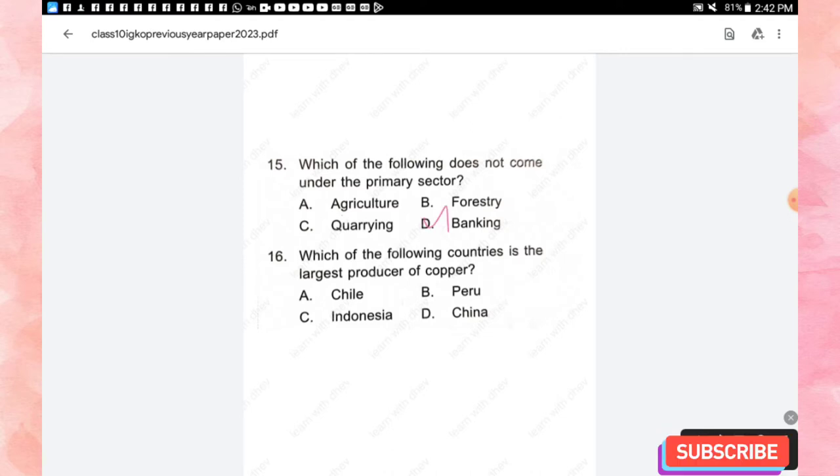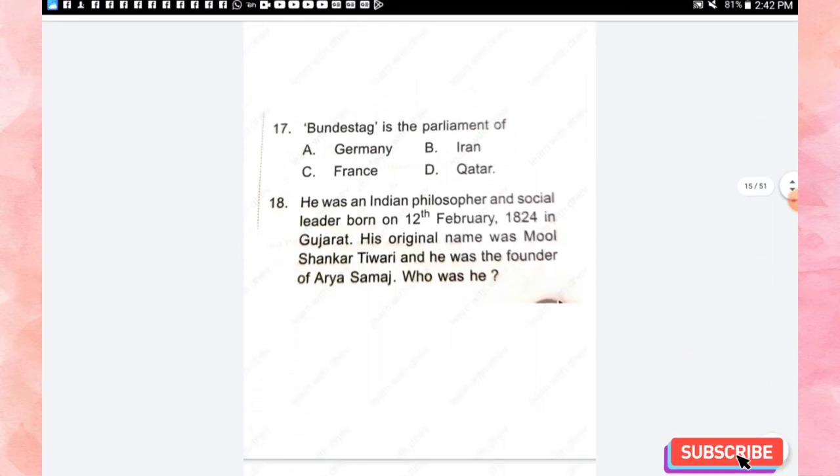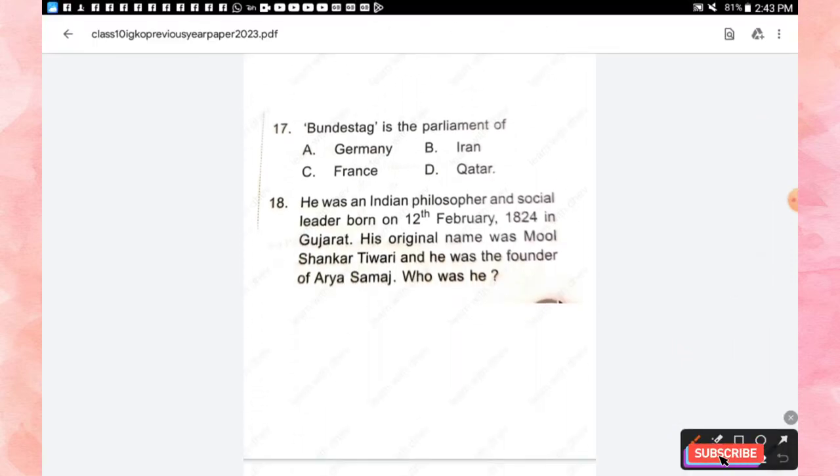Question number 16. Which of the following countries is the largest producer of copper? Chile, Peru, Indonesia, China. The right answer is option A, Chile. Question number 17. Bundestag is the parliament of Germany, Iran, France, Qatar. The right answer is option A, Germany.